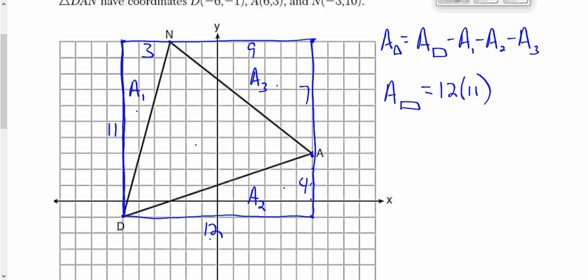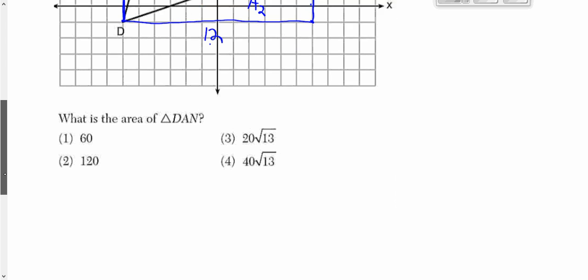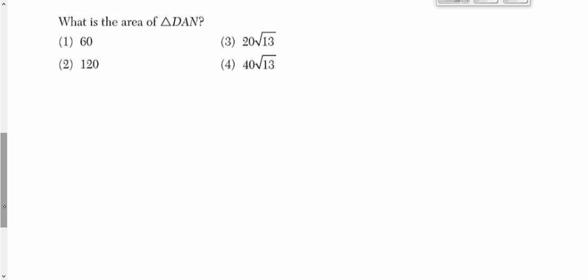Actually, I think I'm going to do this a different way. Let me erase that. Instead of finding them all individually and writing it all out separately, let me bring it down here to the bottom, right? Maybe a little bit more room to work, okay? So I'm going to say that the area of our triangle is going to be equal to the area of that rectangle we drew in, minus the area of one triangle, minus the area of the second triangle, minus the area of our third triangle on the outside of our main triangle.